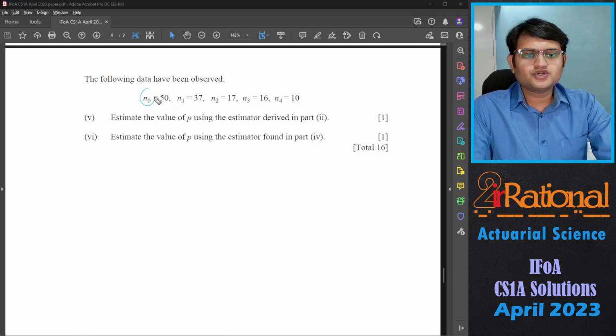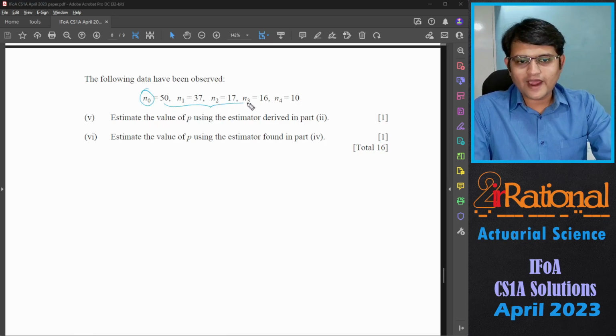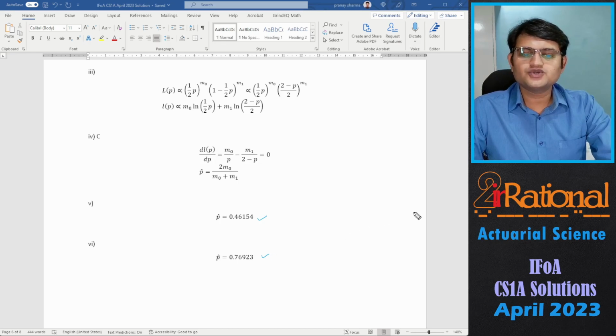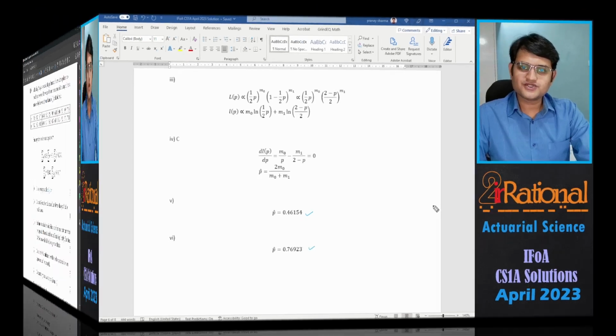So see, n0 is also going to be M0, and if we add all of these, I think we have 130. So M1 will just be 130 minus 50, that is 80. So we'll substitute in both of them. We get p hat for the fifth part as 0.4615 and for the sixth part we get 0.76923. Let's go to the last question.